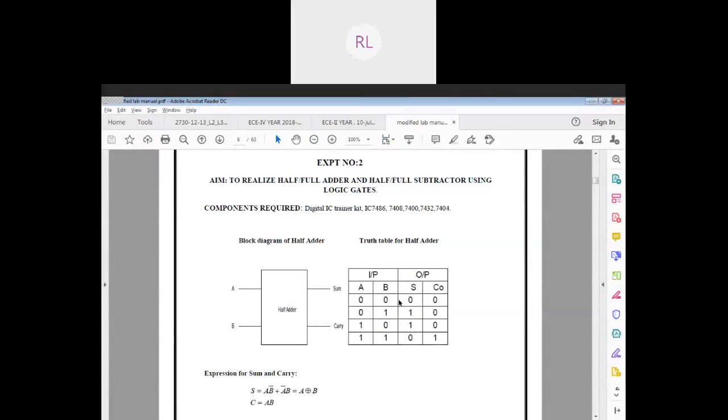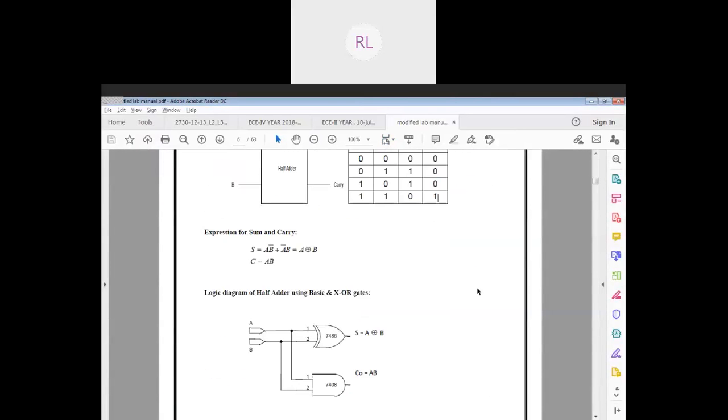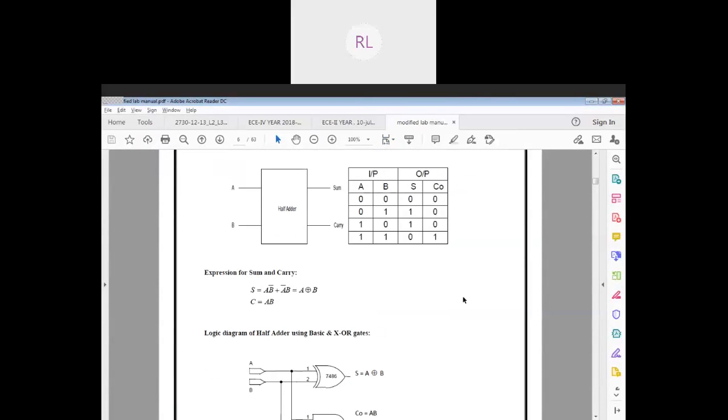So the block diagram is, you will have a half adder, A, B are the inputs, and the outputs are sum and carry. So as usual, you know your 2-bit inputs, which is 00, 01, 10, 11. So 0 plus 0 gives me both sum and carry 0. 0 plus 1 gives me 1 as sum and 0 as carry. The same case with 1 and 0. If I get 1, 1, then my sum is 0, but carry is getting generated.